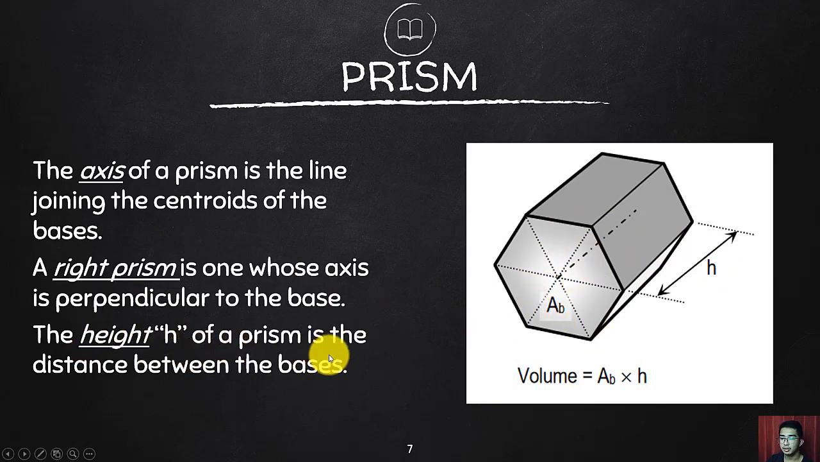The height h of a prism is the distance between the bases. So the distance between the bases is now the height. Take note, this is a vertical or a perpendicular distance.